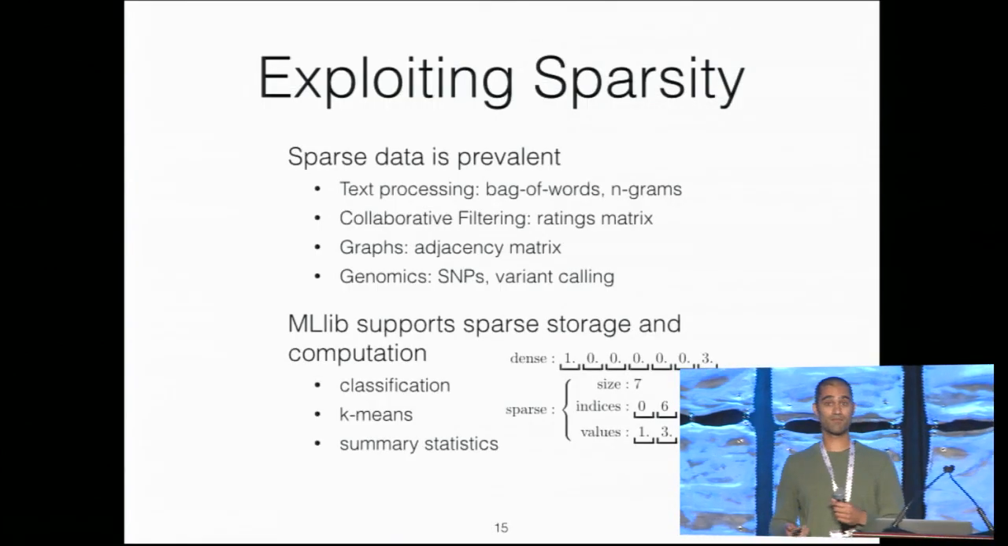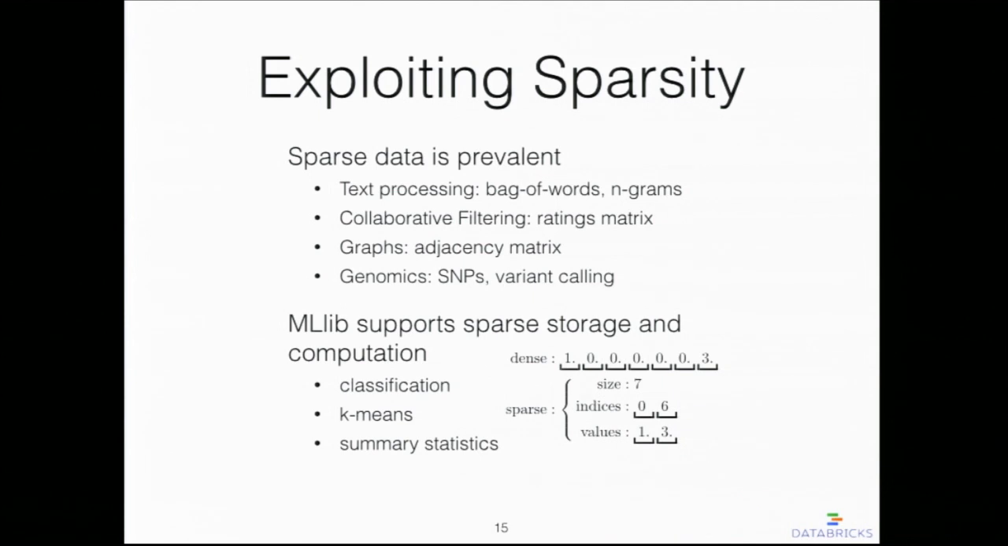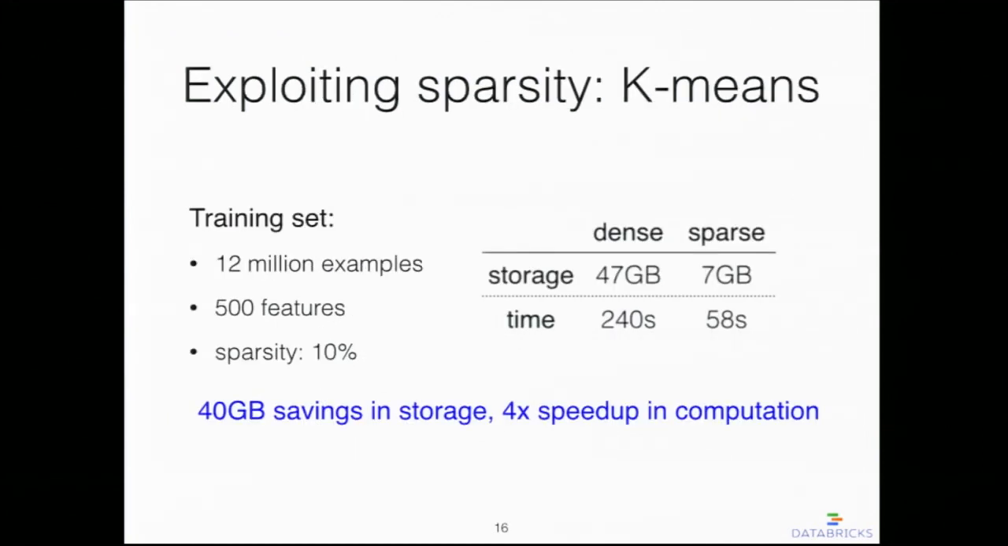Okay. So MLlib now supports sparse storage and communication for certain classes of algorithms, namely classification, k-means, and summary statistics. And we've seen that this, not surprisingly, can have a big impact on performance. Here's one example of exploiting sparsity in the context of clustering with a k-means algorithm.